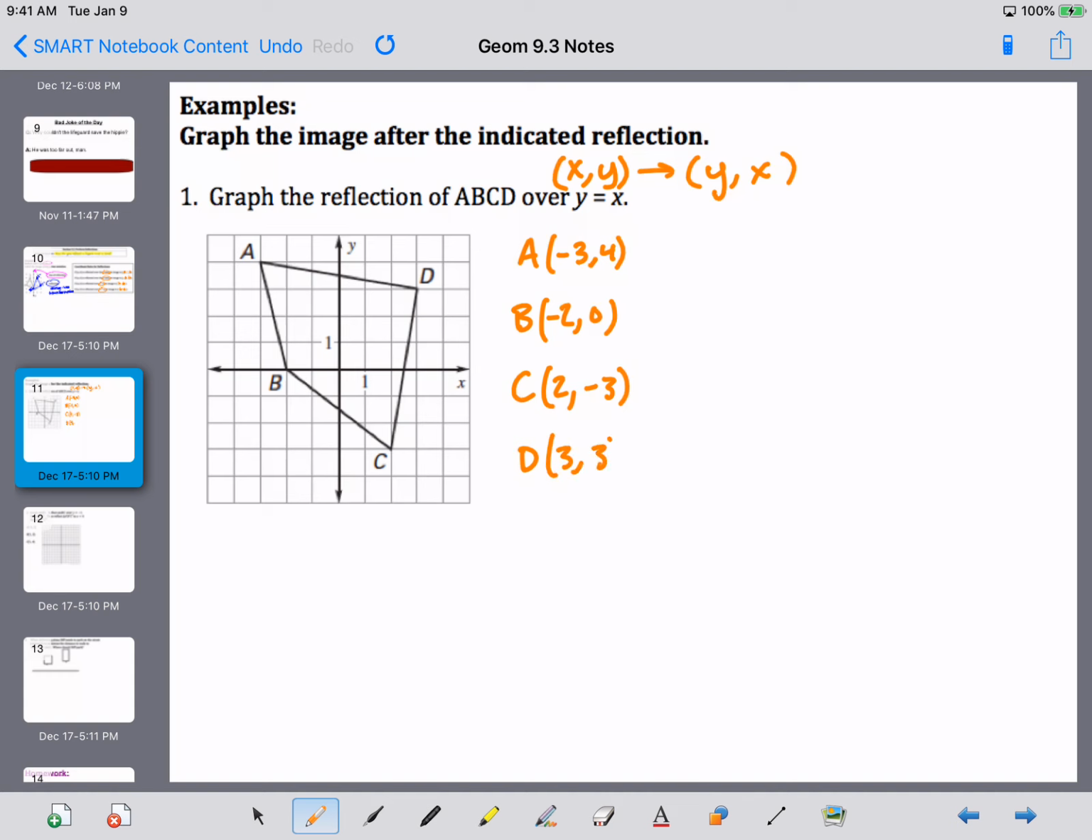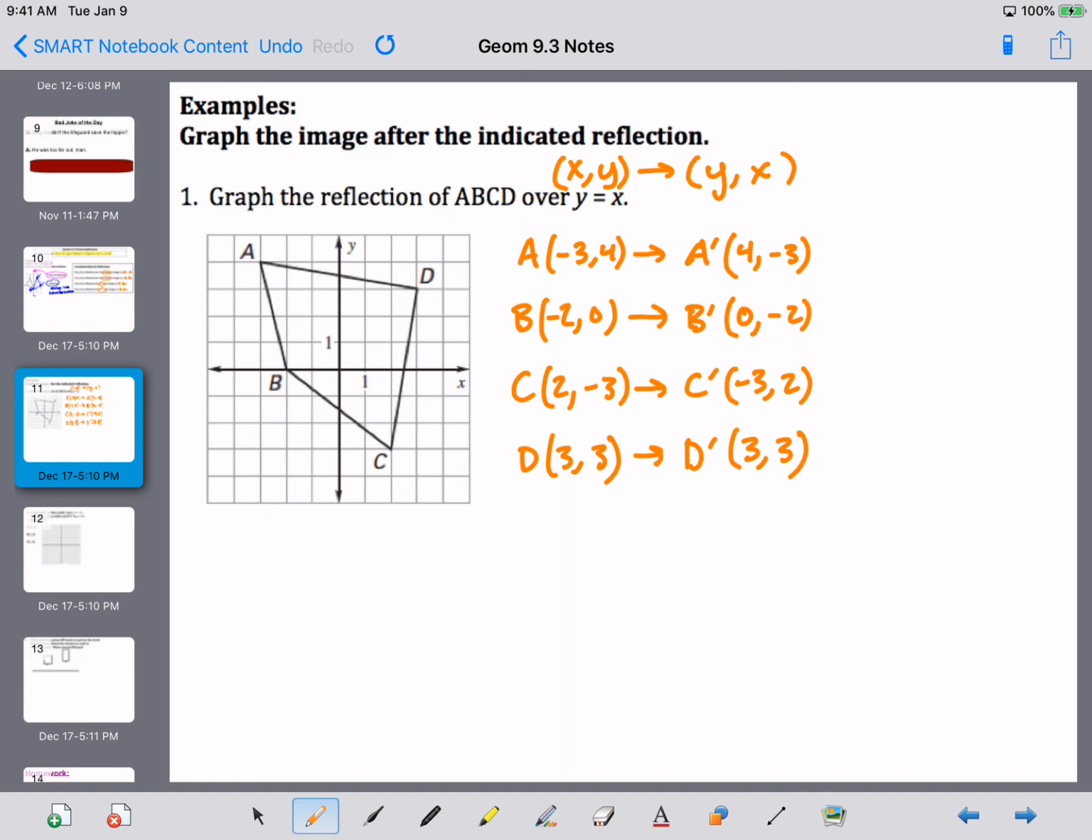All right, and remember our rule is just going to flip the points. So A prime is going to flip and become 4 comma negative 3. B prime is going to flip and become 0 comma negative 2. C prime is going to flip and become negative 3 comma 2. And D prime is going to flip. Notice when D prime flips, it doesn't change. It's still going to be 3 comma 3. Okay, and then we can just graph those 4 points.